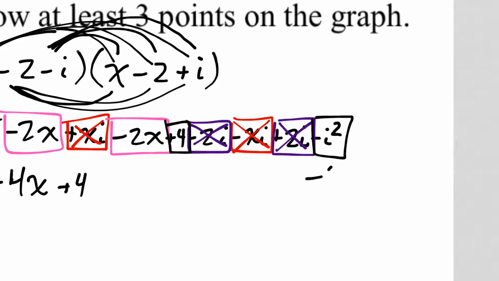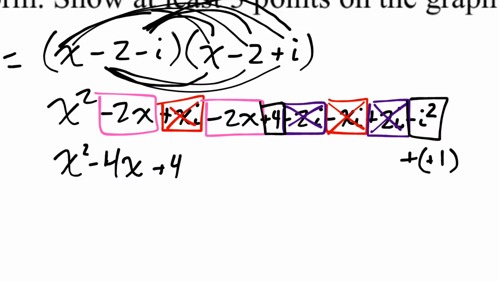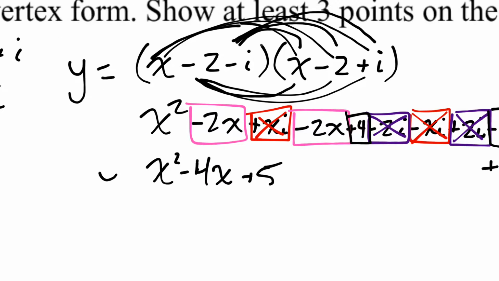Minus i squared, you should remember, is negative 1. Minus negative 1 is plus 1. So plus 4 plus 1 is plus 5. So that disgusting thing actually is just this pretty little quadratic in disguise. y equals x squared minus 4x plus 5.